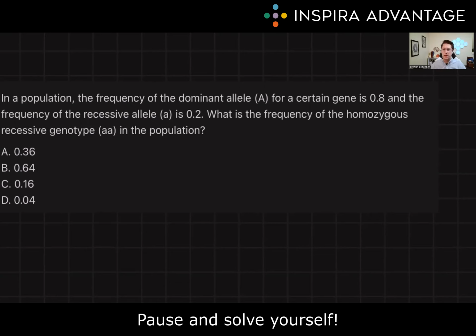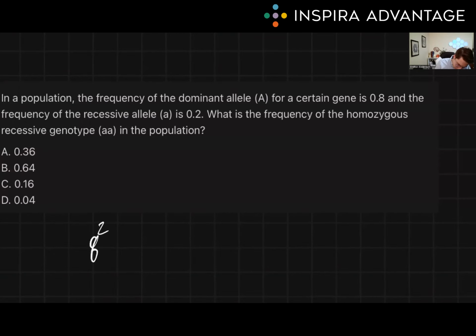Take a moment, see if you can solve this. So the math we need to do, we know that q squared will give us the frequency of the homozygous recessive. Well, it told us that the frequency of the recessive allele, little a, is 0.2. So we know that q equals 0.2. So let's take 0.2 times 0.2. Well, that's kind of hard to do in our heads, right?